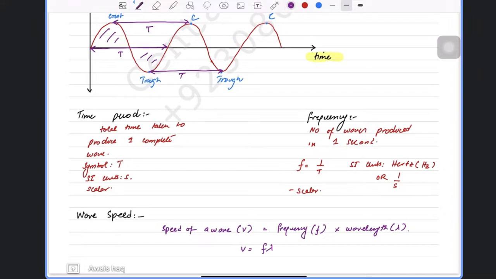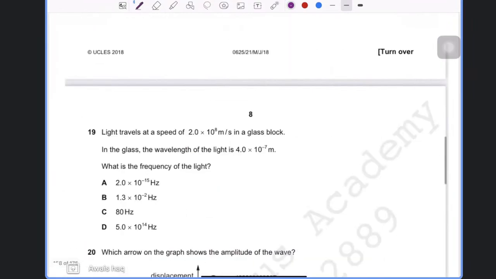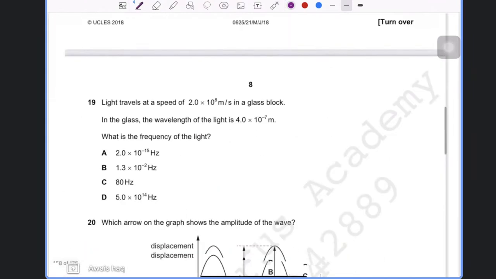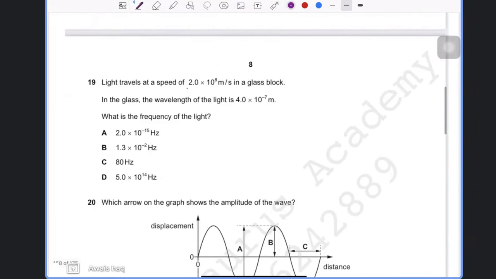All right. Now, speaking of this, for example, in this question, it says that light travels at this speed in a glass block. In the glass, the wavelength of light is this. What is the frequency? So you can simply use this formula to find the frequency, and lambda will be 4.0 times 10 raised to minus 7. So you will divide this.